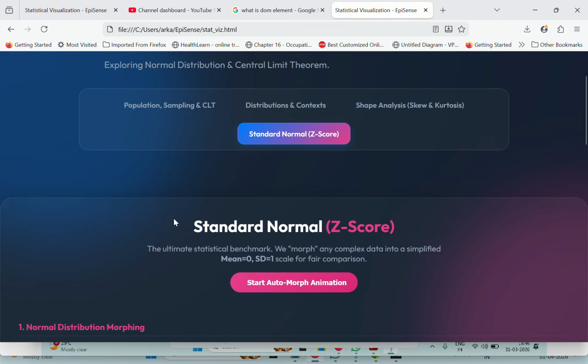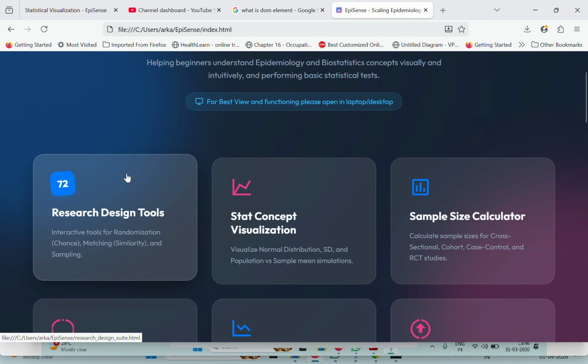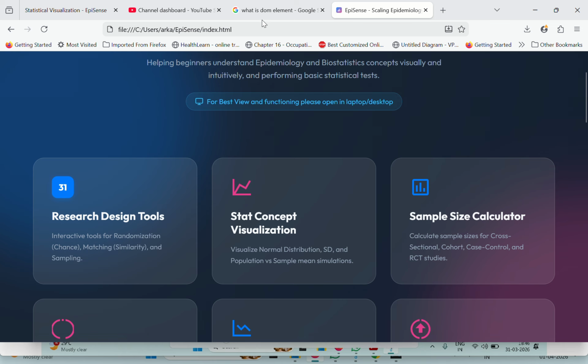This is the understanding of the second module, that is the different statistical concept visualization for the beginners. And in the next video, we will discuss the sample size calculators. Thank you.